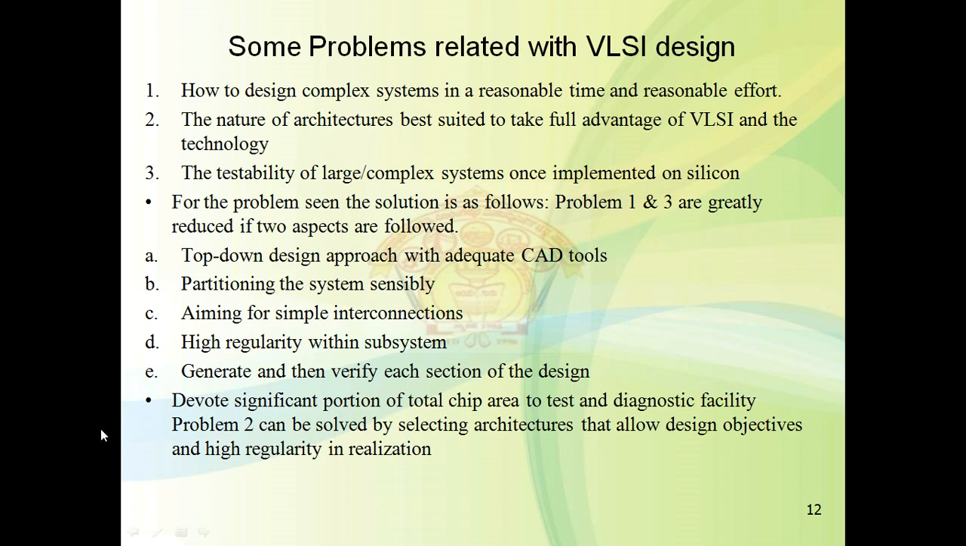Okay, likewise, aiming for simple interconnections. Interconnections should be simple, not too long. Complex interconnections should be avoided. High regularity within the subsystem. Okay, what is meant by regularity? Regularity means power supply, VCC, ground, input, output. These are the connections with the one leaf cell, and with that leaf cell, they should regularly come at a particular place so that it is easily interconnectable. Okay, regularity.